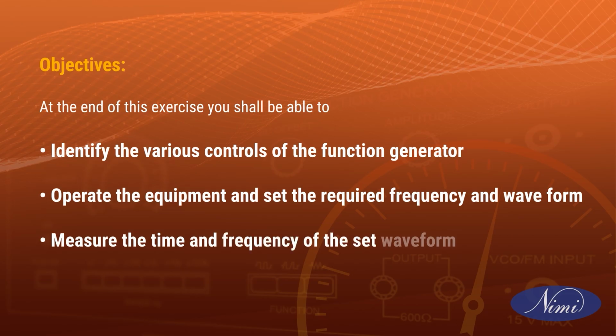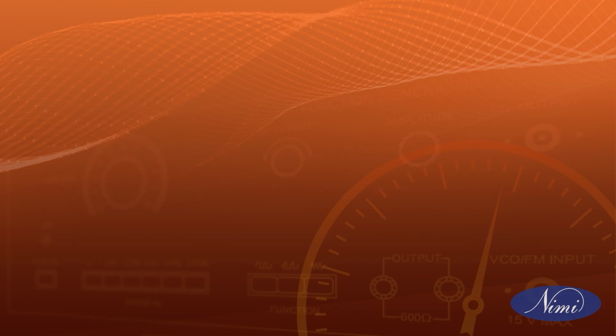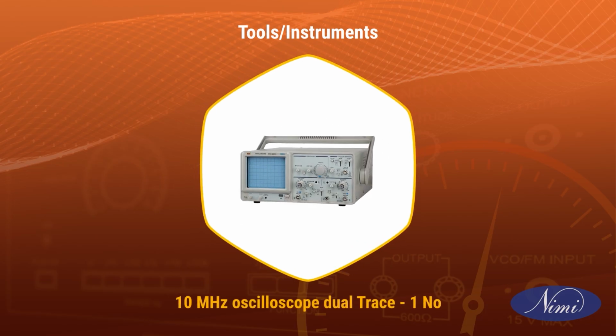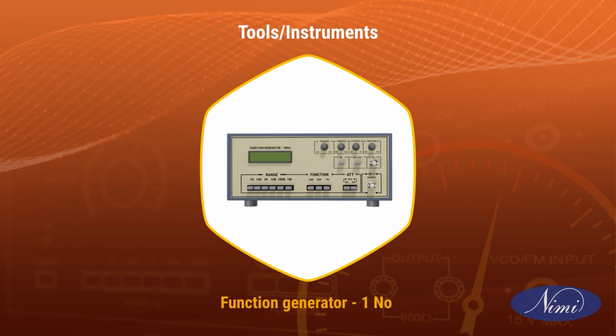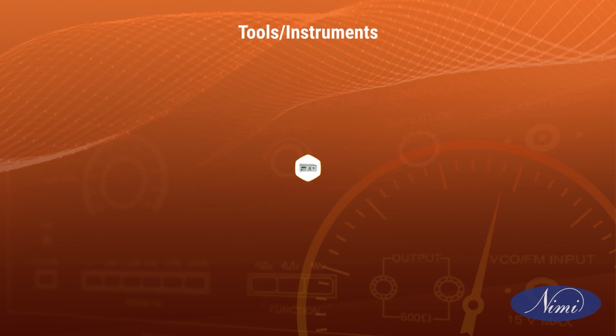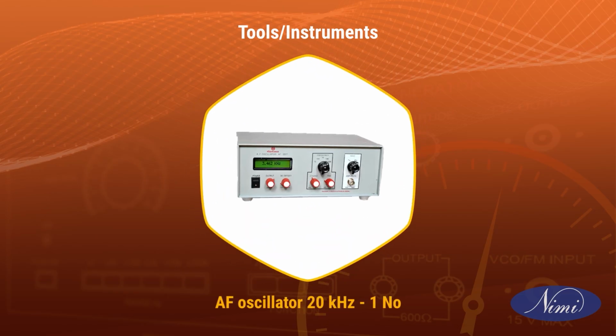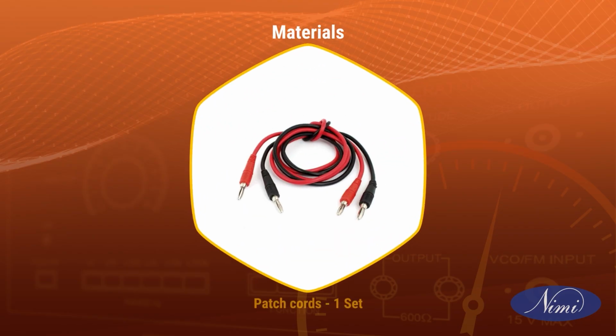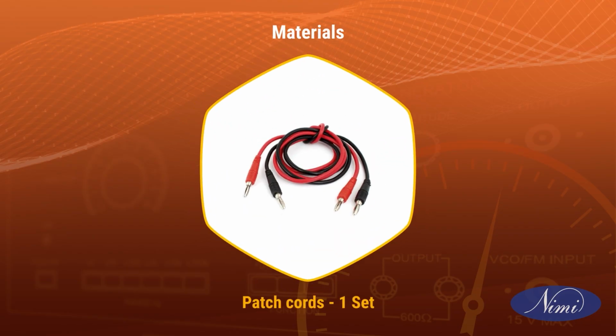set waveform using CRO. Tools and instruments: 10 MHz oscilloscope dual trace, 1 number. Function generator, 1 number. Audio frequency oscillator 20 kHz, 1 number. Materials: patch cords, 1 set.